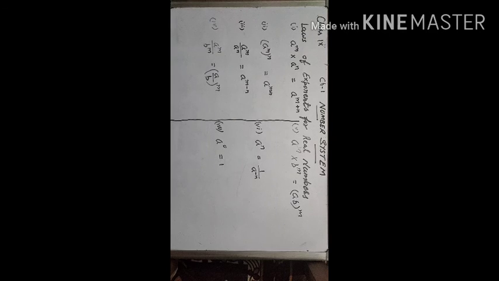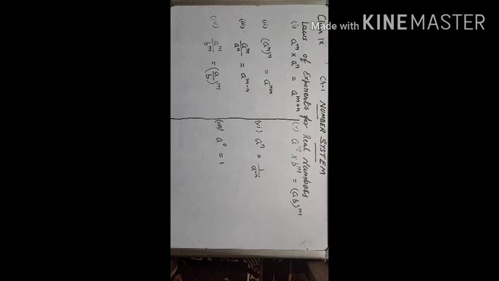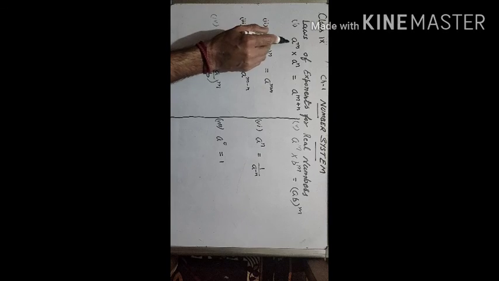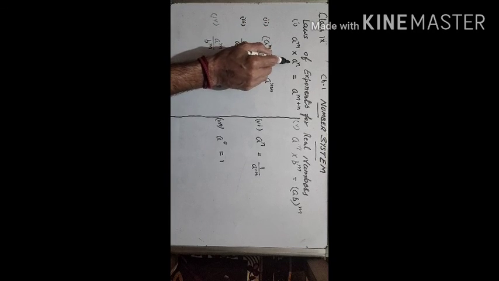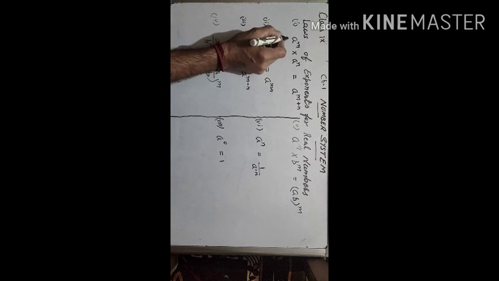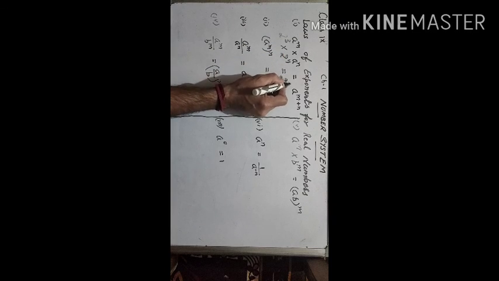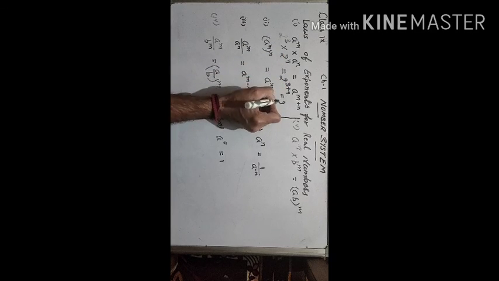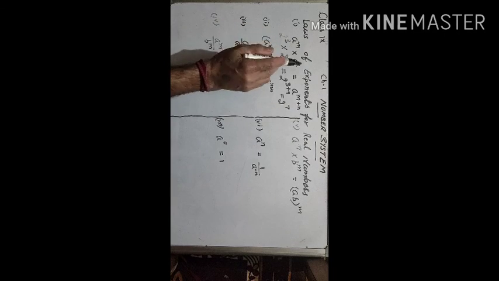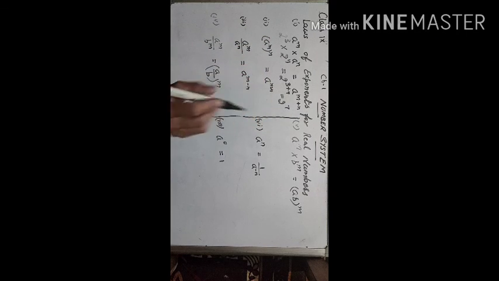Good morning students. In number system our next topic is laws of exponents for real numbers. So there are some laws of exponent powers. First law is a to the power m into a to the power n is equal to a to the power m plus n. For example, 2 to the power 3 into 2 to the power 4, that is equal to 2 to the power 3 plus 4, that is 2 to the power 7. So base is same, powers are different, then powers will be added.